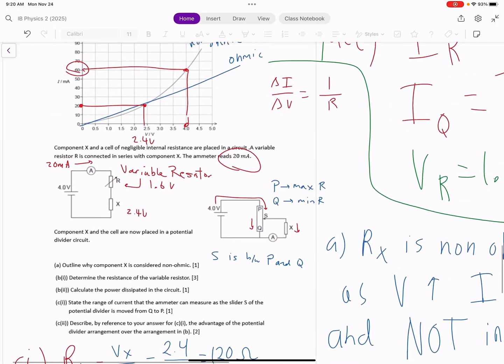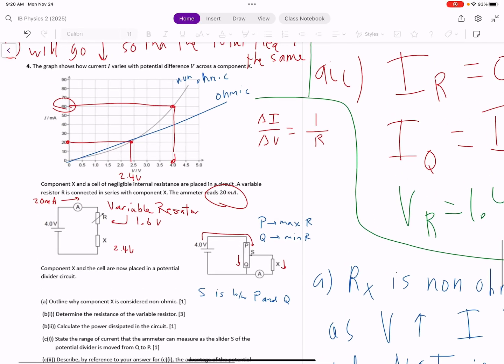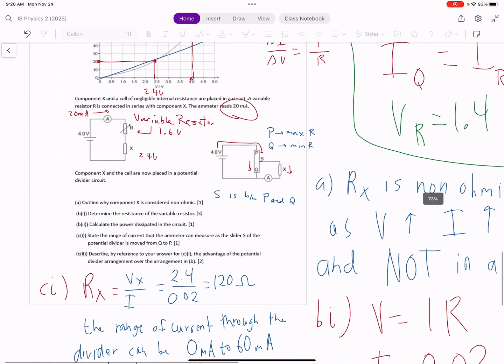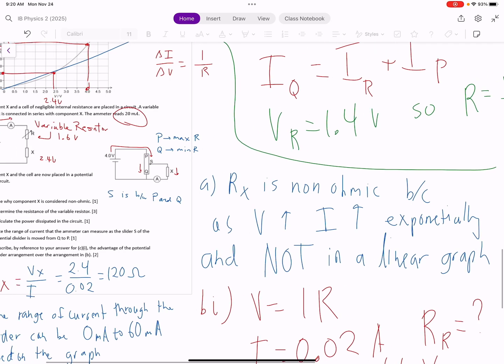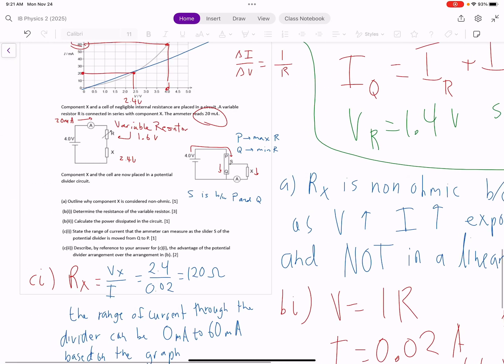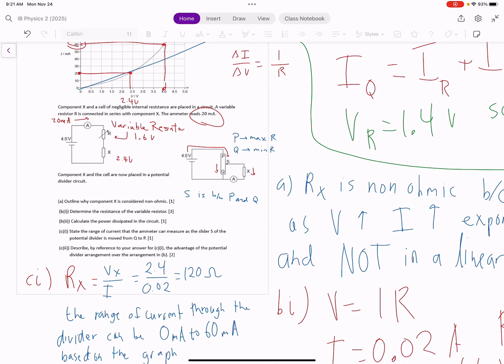Outline why X is considered non-ohmic. Well, we know it's non-ohmic because you're looking at the graph. Rx is non-ohmic because as V increases, I increases exponentially and not in a linear graph. So that part is not bad. That's kind of easy to answer. Just say, look at the graph.